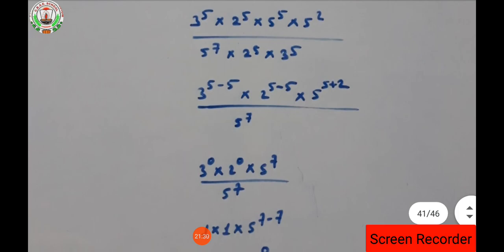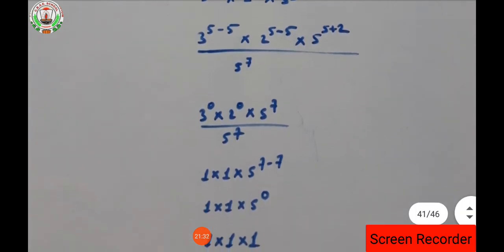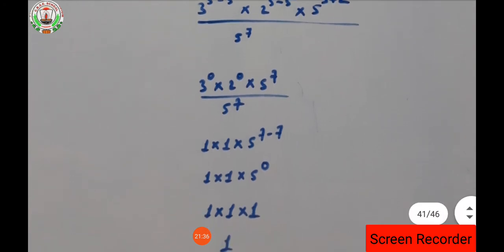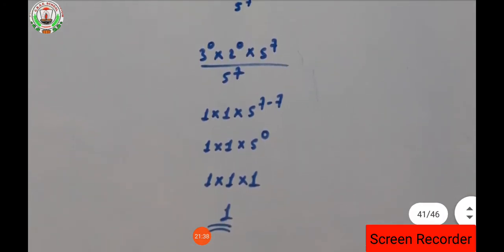Okay. Now one more thing I would like to tell you. If you want to use any other method for these solutions, you can use that method also. Whichever method you feel easy to solve, you can apply that method.